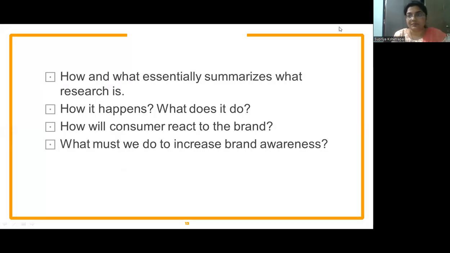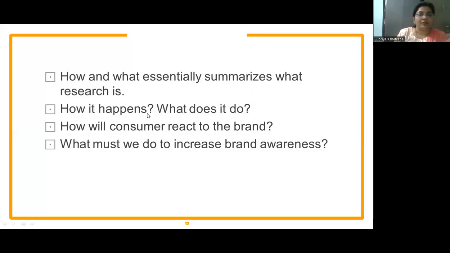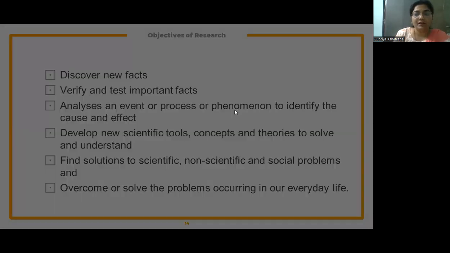Now let us see here some questions. How and what essentially summarize what research is, how it happens, what it does: how will consumers react to the brand, and what must we do to increase our brand awareness. So let us consider these questions of how and what, and this is very important to get the proper knowledge.